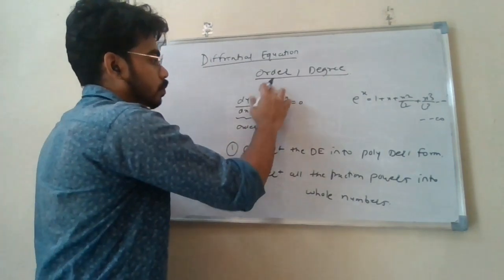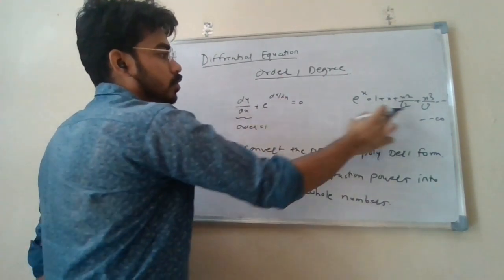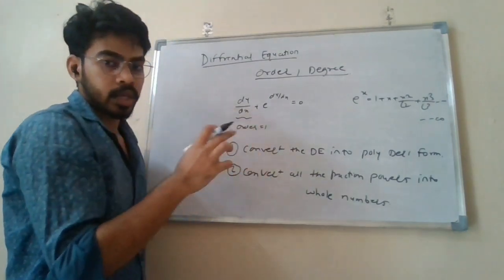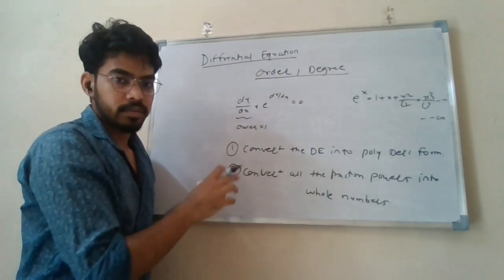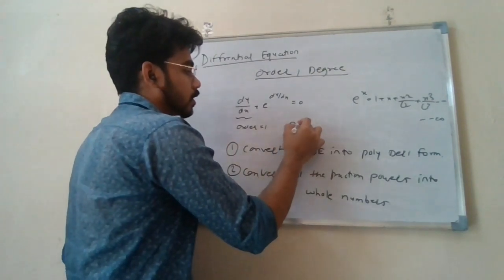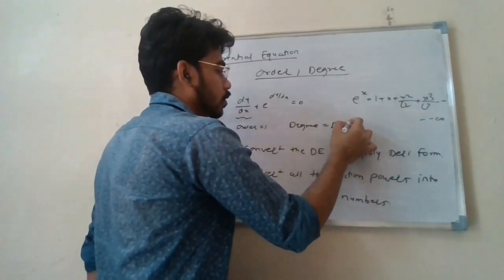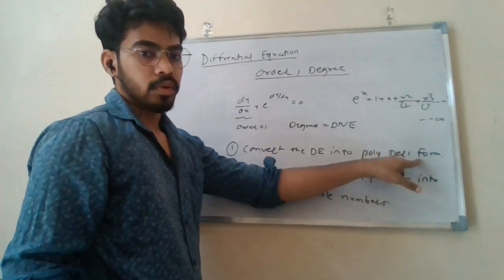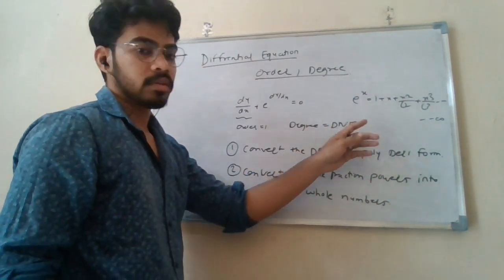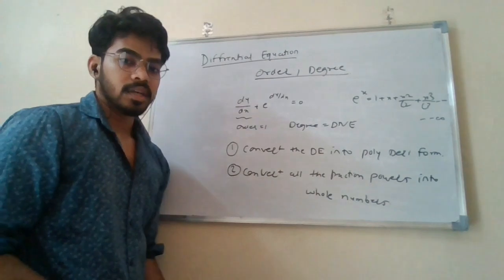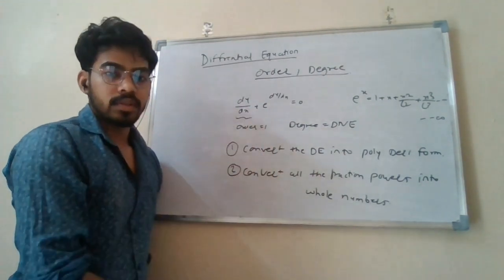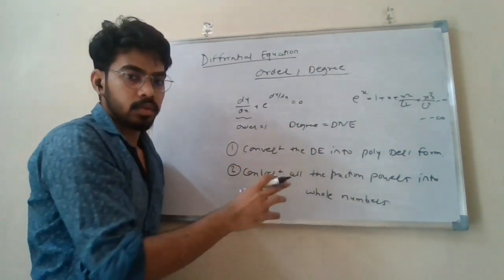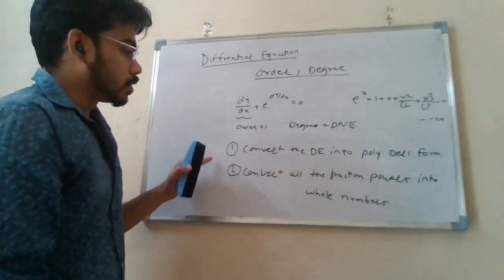And if we express e to the power dy by dx in terms of this, we will still get infinite terms. That's why we will not find the degree of the differential equation. So in this case, the degree does not exist. This is the meaning of the polynomial derivative form. If terms like e to the power x are there, we have to express them in polynomial form first, and then we can say whether the degree is defined or not defined. So these two points are very important.